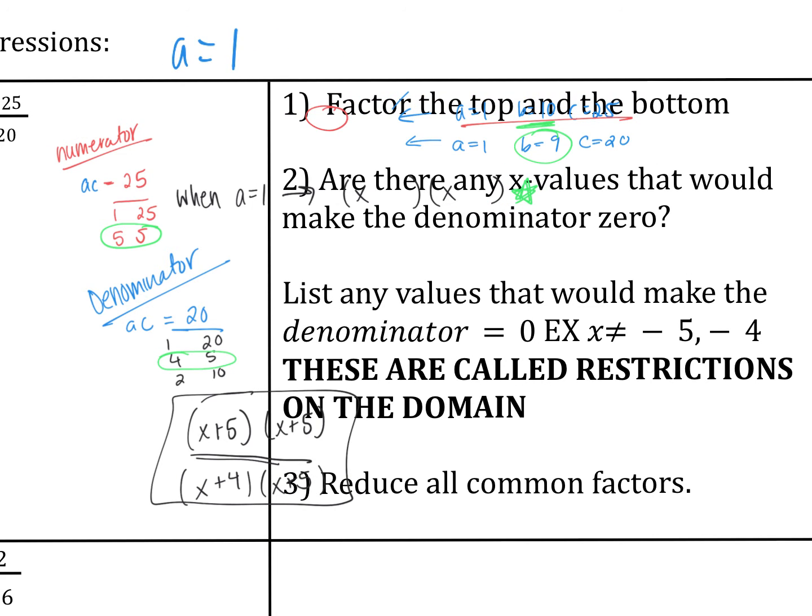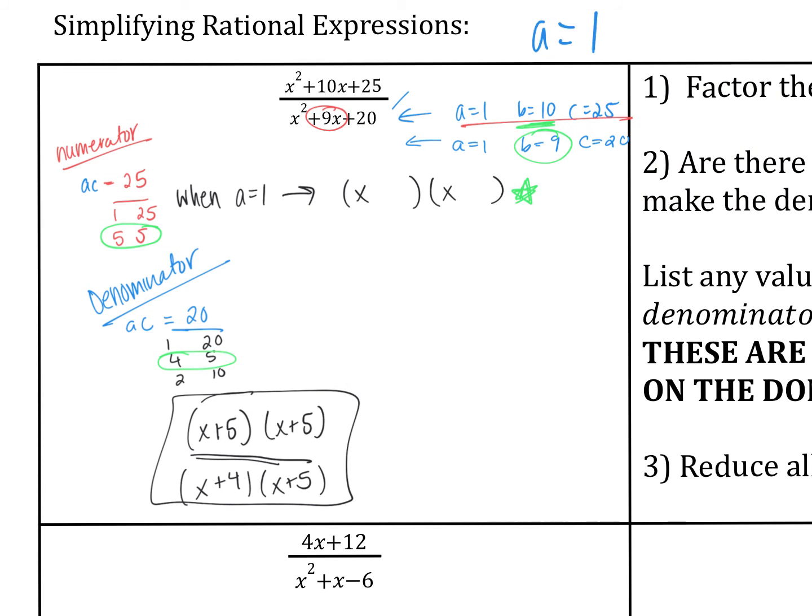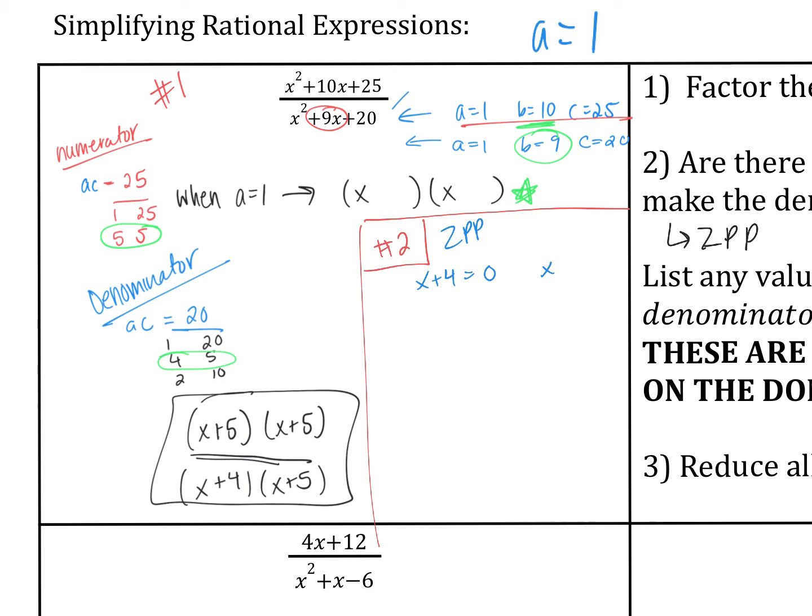The next step is, are there any x values that would make the denominator 0? All that means is we need to use the zero product property on this step, and we're only looking at the denominator. This was all step 1. Now this is step 2, and we're going to figure out if there are any numbers that make the denominator 0. How we do that is we use the zero product property. That means we set the bottom two factors equal to 0 and then solve. In this case, x will equal -4 and x will equal -5.